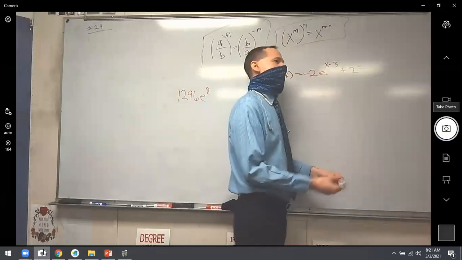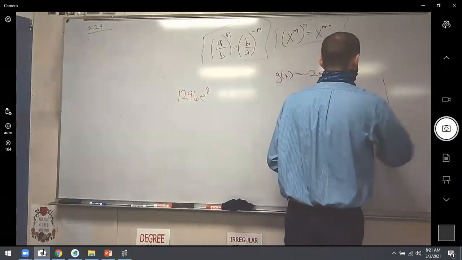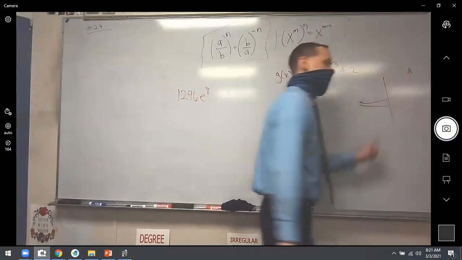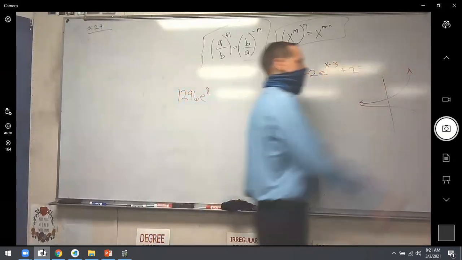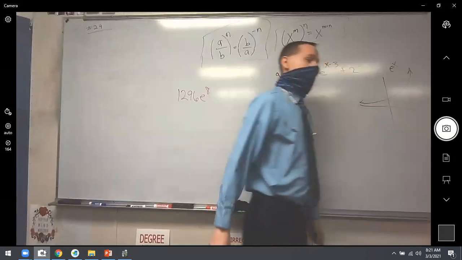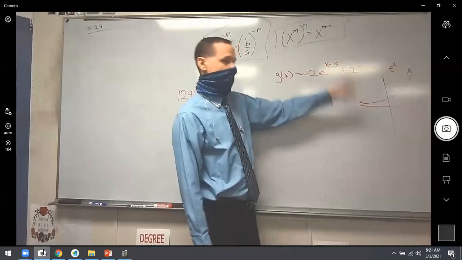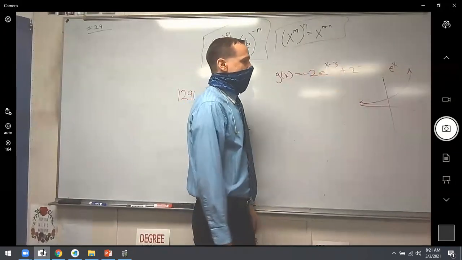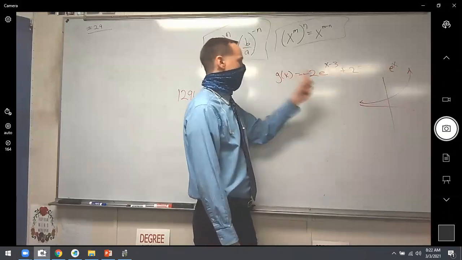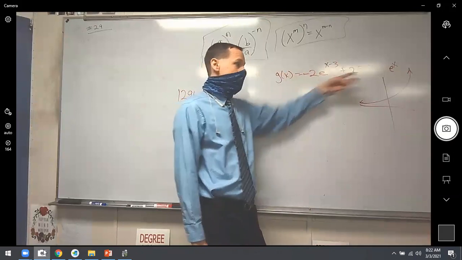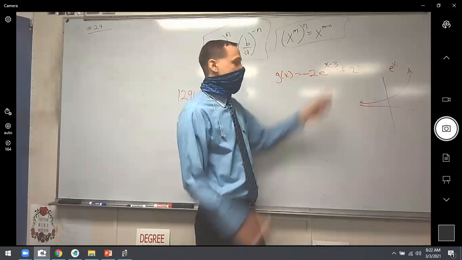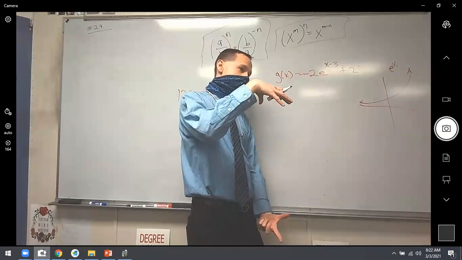Well, in my mind's eye, I'm thinking, since e is more than 1, this would kind of be what the graph looks like, right? By default. This is kind of what e to the x would look like. It's a very important graph, e to the x, like 2 to the x or 3 to the x. Well, let's see what things do to it. What happens when you multiply by a -2? What's the negative do? Flips it, right? What's the 2 do? It stretches it by 2, right?